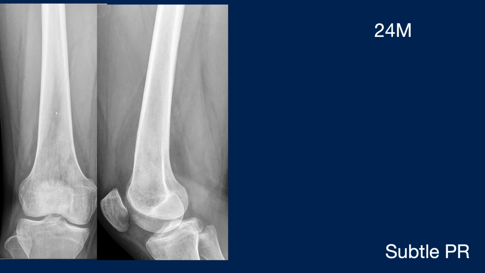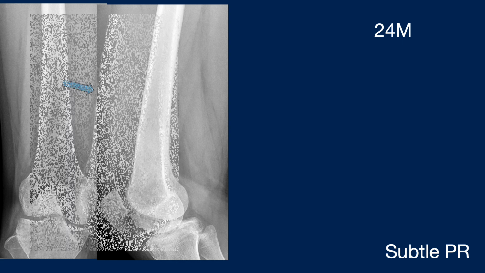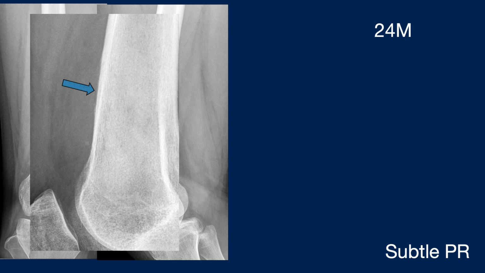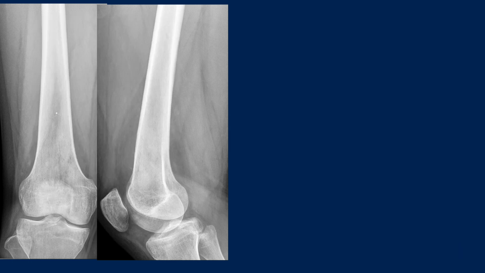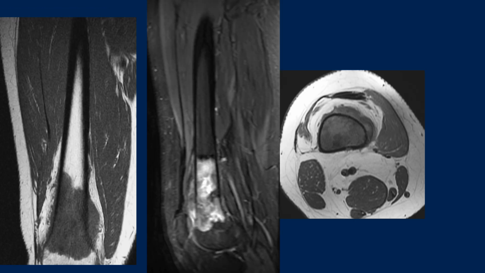Case number 2. 24-year-old, less obvious in this one. There it is, blown up, the lateral view showing some subtle periosteal reaction. Another thing to look for is the soft tissue component. You can actually see it very well once you look for it. There it is on the lateral view. The MRI on that same lesion shows a markedly decreased T1 signal intensity with a soft tissue component extending beyond the cortex.